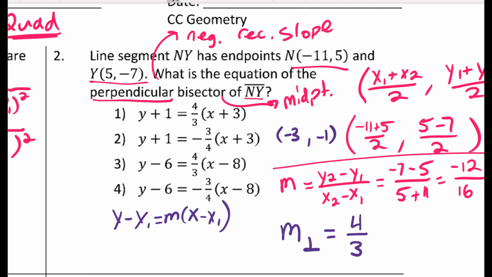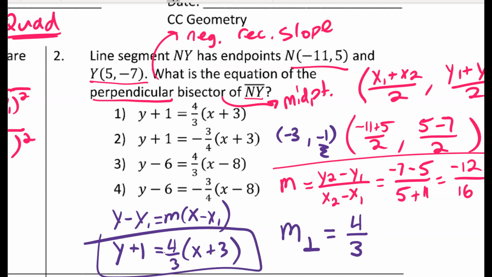It's called point slope because all you need is a slope and any point on the line to write the equation. So y minus y1, in this case y1 is just that -1 from my midpoint, equals my slope, 4/3, times x minus x1. When I subtract -3, it just becomes +3. So this is the equation of the line that is perpendicular to NY and that goes through the midpoint of NY. So my final answer is just answer choice 1.